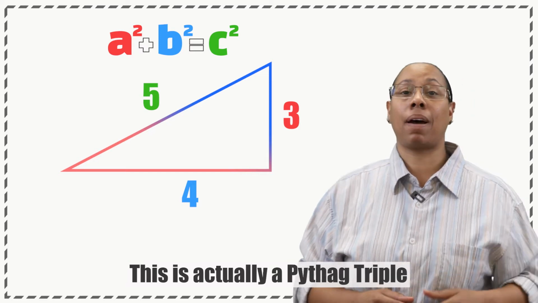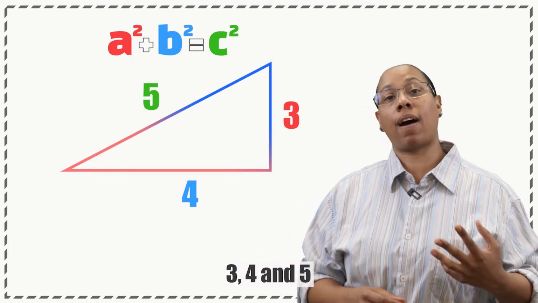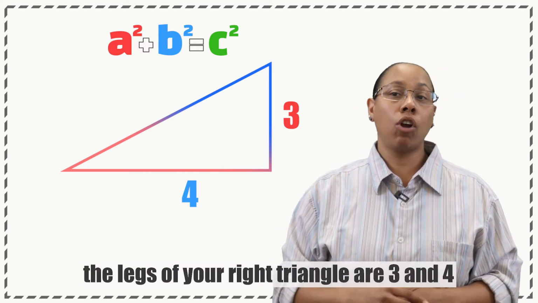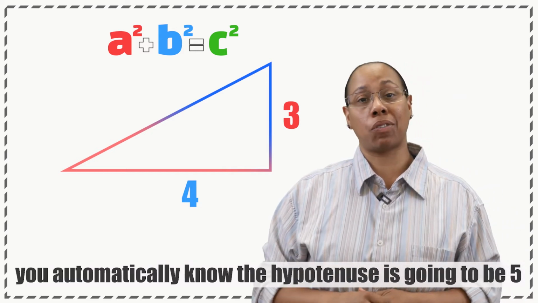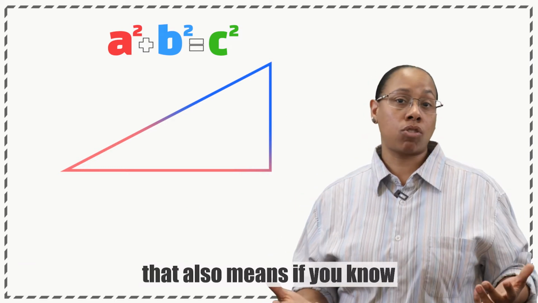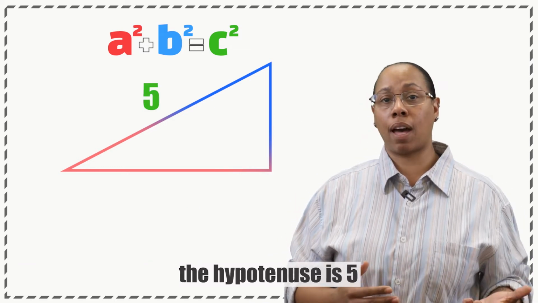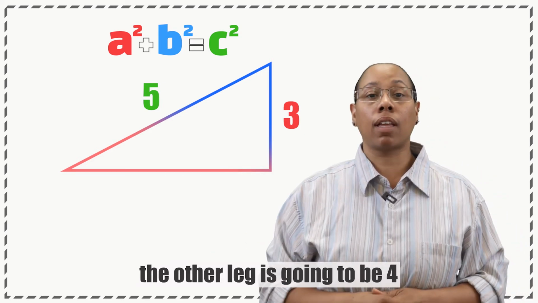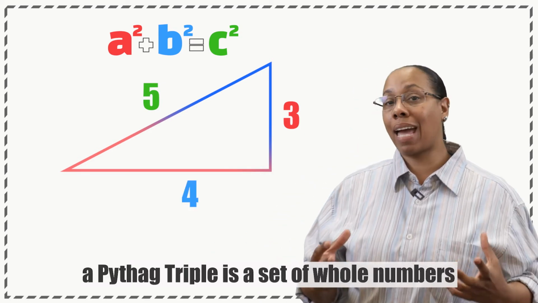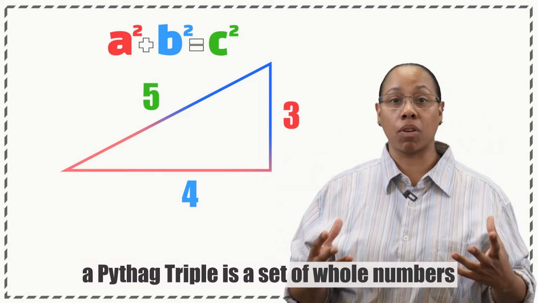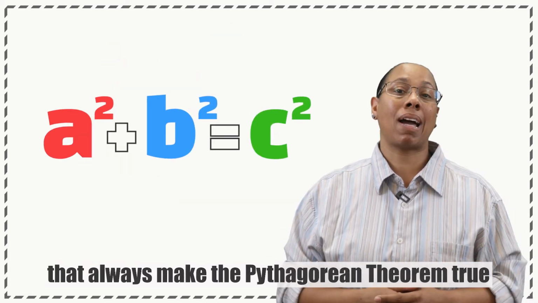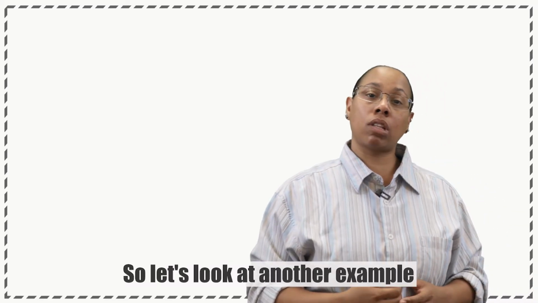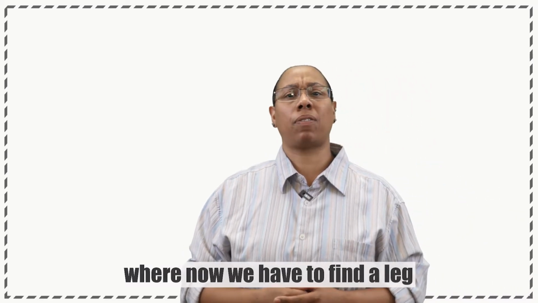This is actually a Pythag Triple, 3, 4, and 5. That means if you know the legs of your right triangle are 3 and 4, you automatically know the hypotenuse is going to be 5. That also means if you know the hypotenuse is 5 and one of your legs is say 3, then you automatically know the other leg is going to be 4. A Pythag Triple is a set of whole numbers that always make the Pythagorean theorem true, such as 3, 4, and 5. So let's look at another example where now we have to find a leg.